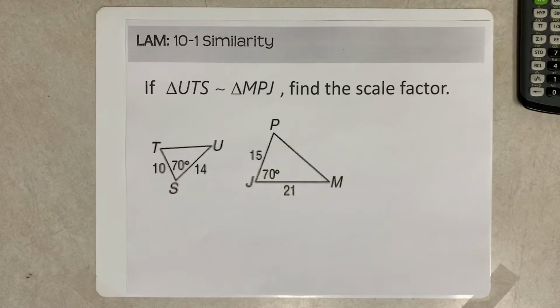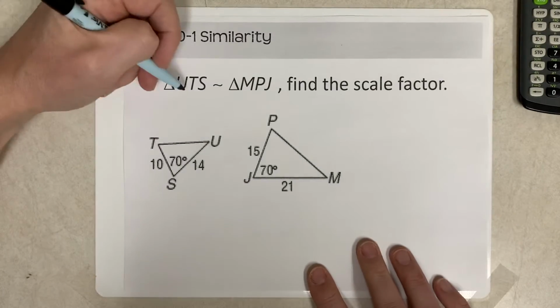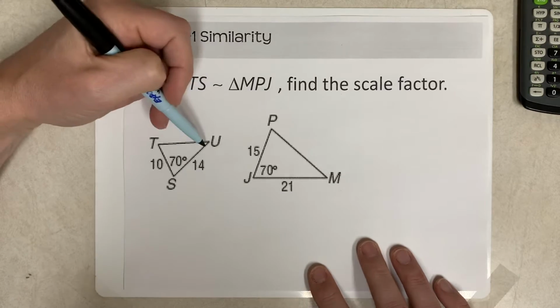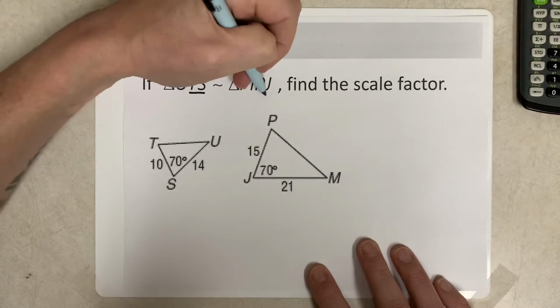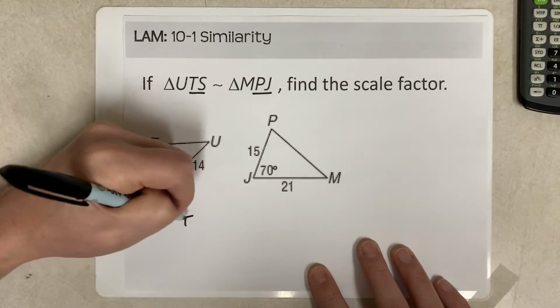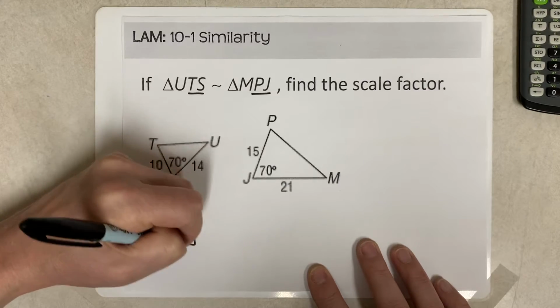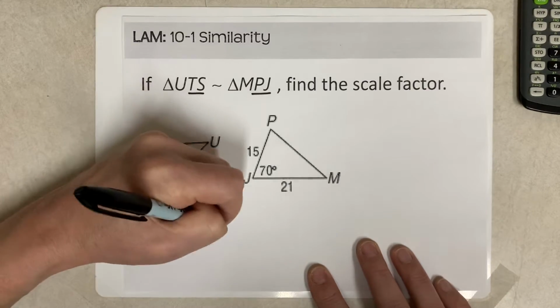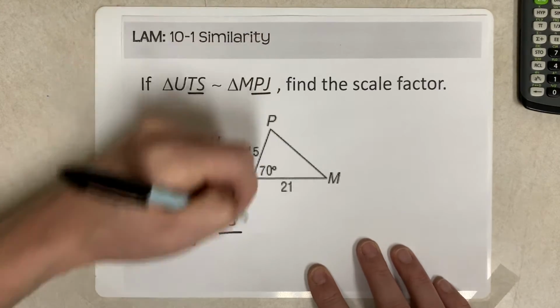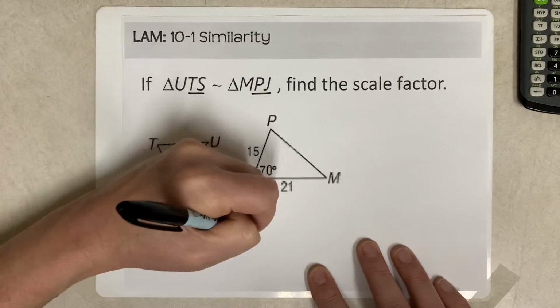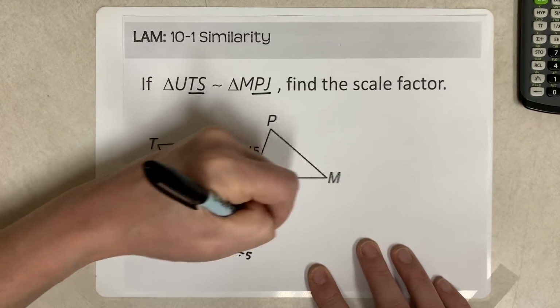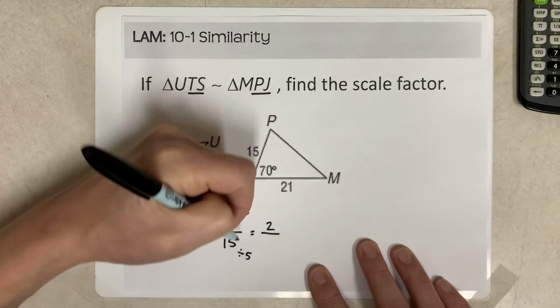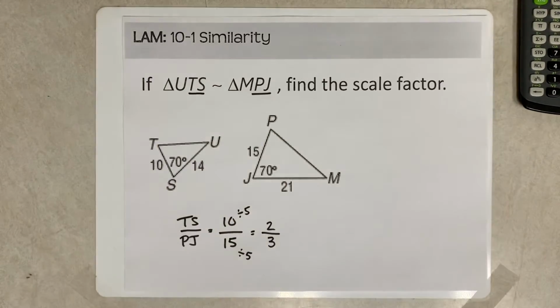Okay, so here we have another scale factor one. This time UTS and MPJ. Can't use this one, I can't use this one. So let's try TS and PJ. So let's do TS over PJ. TS is 10. PJ is 15. Let's see, we could divide those by 5. So 10 divided by 5 is 2. 15 divided by 5 is 3. So it looks like the scale factor this time is 2/3 or 3/2.